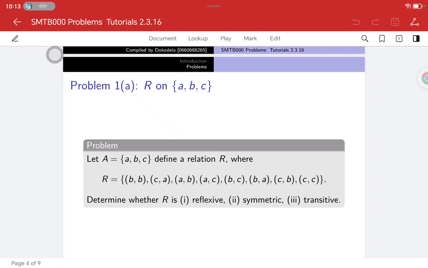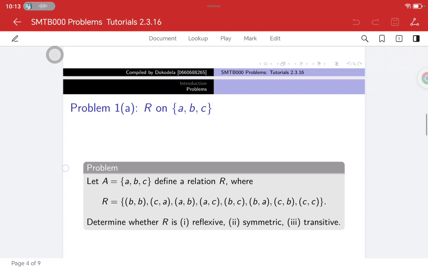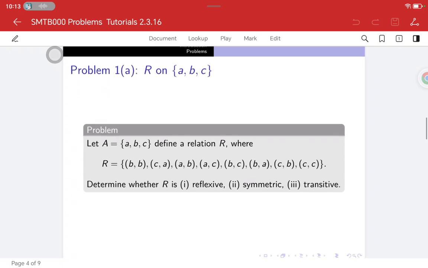Looking at the first problem, we're given: let A be equal to the set A, B, C, the elements A, B, C, and define a relation R, where R is equal to BB, CA, AB, AC, BC, BA, CB, and CC. Then we should determine whether R is reflexive, symmetric, and transitive, right?